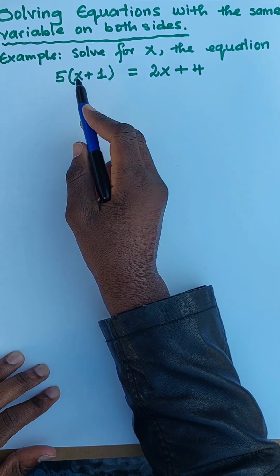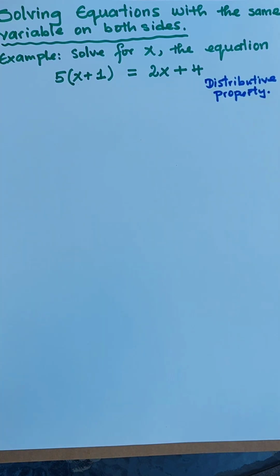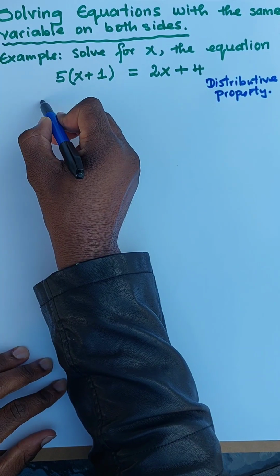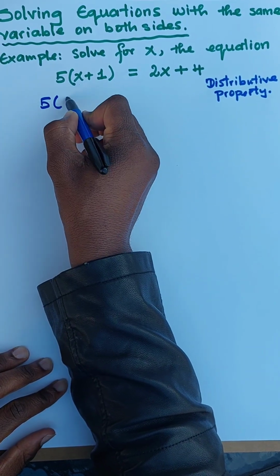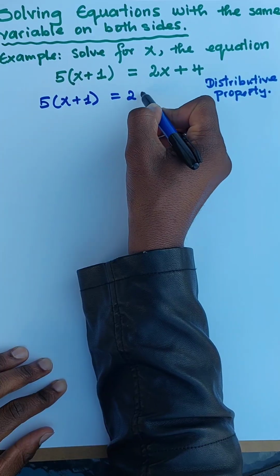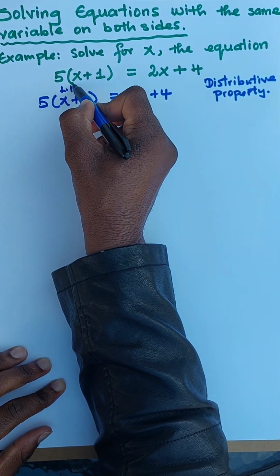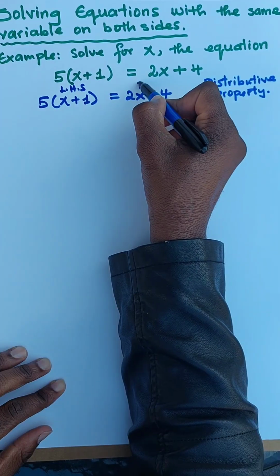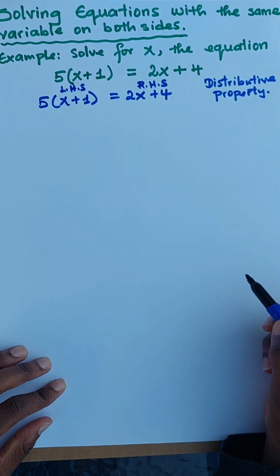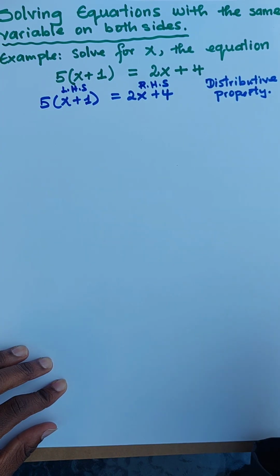And the thing that removes parentheses is called the distributive property. So, to remove parentheses here, let's rewrite the equation. The equation says 5 parentheses open x plus 1 equals 2x plus 4. So parentheses occur on the left-hand side of the equation, but on the right-hand side of the equation, we do not have any parentheses. So let us remove the parentheses on the left-hand side.